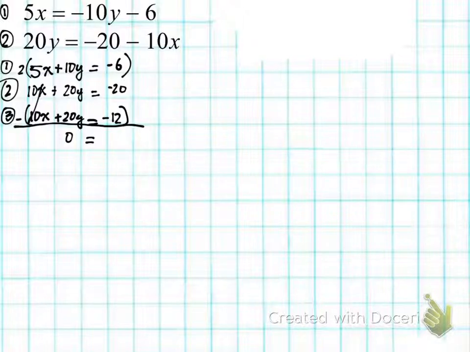Okay, -20 minus -12 is -8. Okay, so I'm here now. I should have had something like y is equal to something. But it says 0 is equal to -8. Now let's think about that. Does that make any logical sense? Is 0 equal to -8?